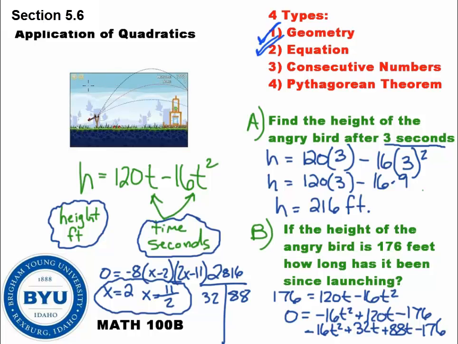kind of makes sense. If you come up here to the graph and you say, let's say that this is 176 feet. Well, notice that when it goes up and then comes down, it passes by 176 feet twice. So in this situation, both answers make sense, and we say both those answers are good. Okay, great. That's it for equation types of problems.